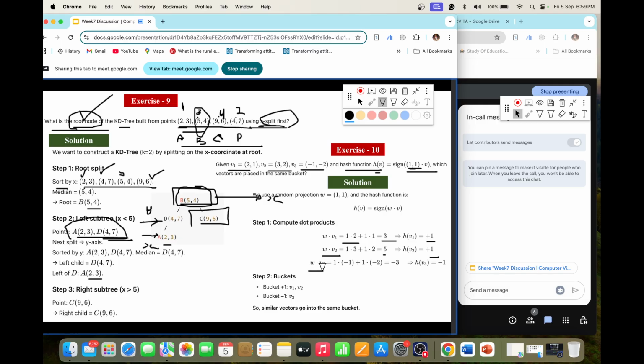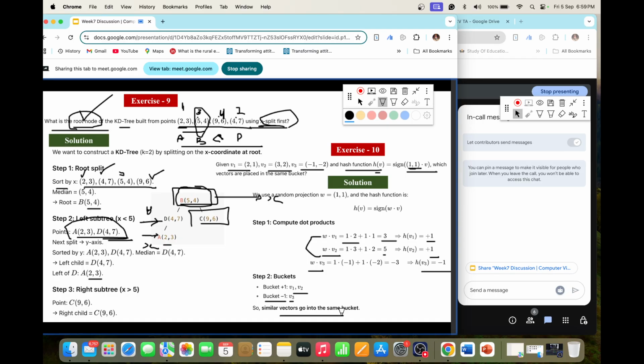But when you do w into v3, 1 into -1 and 1 into -2, that is -3, and the sign is negative, so we put it in another bucket. So v1 and v2 are similar points, as the hash value comes out the same, so we put v1 and v2 in bucket +1, and in bucket -1 we put v3. That is how we do this LSH: putting similar vectors into one bucket and different vectors into different buckets.